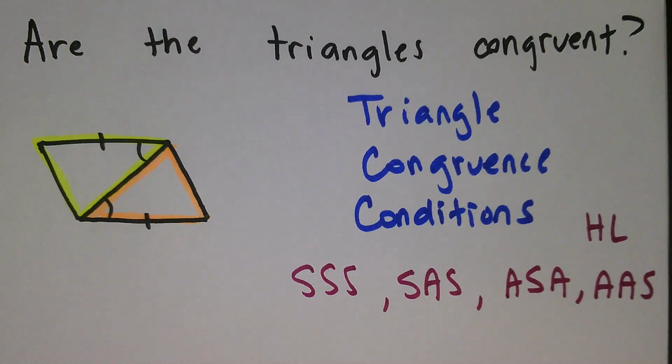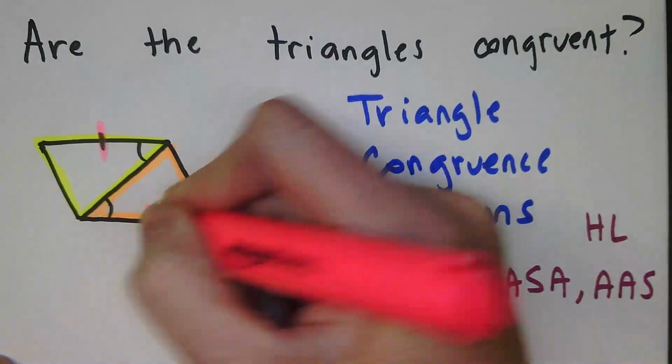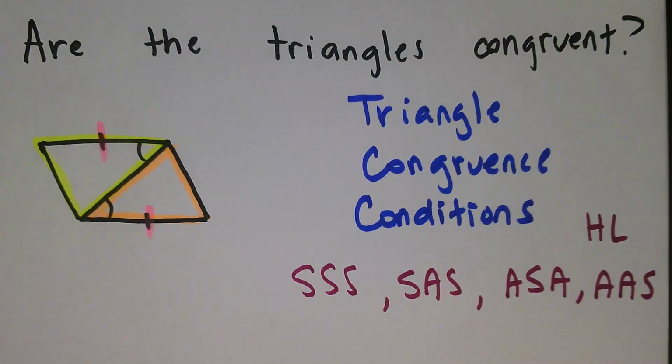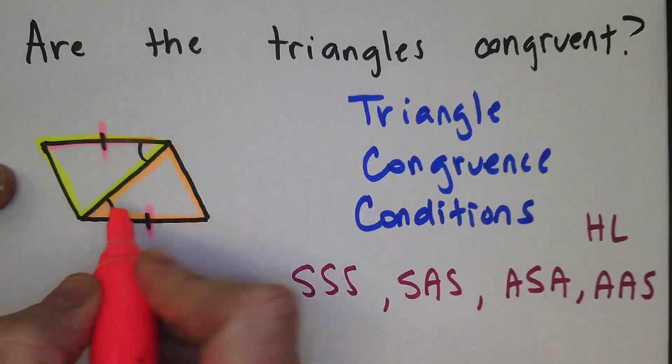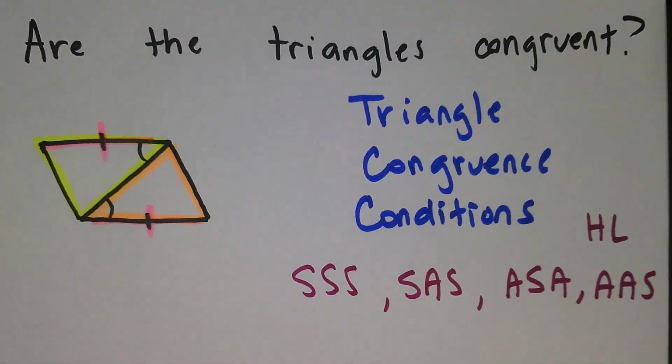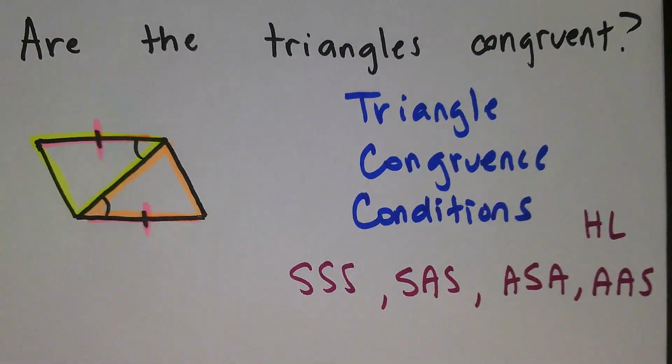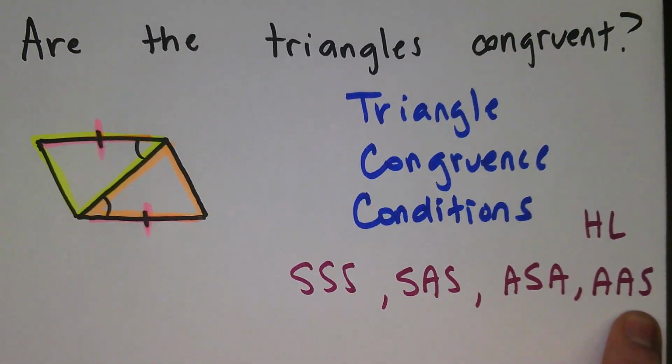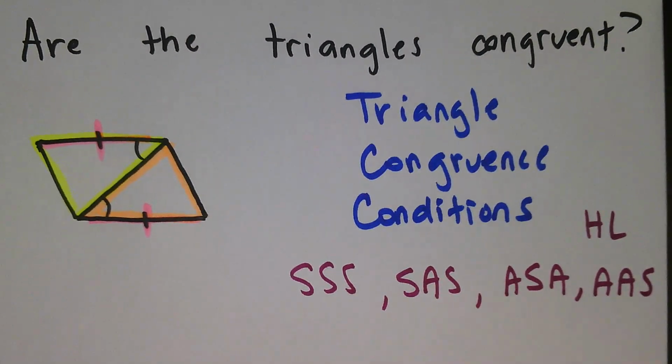So the very first one that jumps out at me, I'll do it in pink here, is this little hash mark, that little notation right there on that side. That is saying that this side and this side are congruent. That is a side, right? A notated pair of sides. So in my conditions, it looks like every single one of them has at least one S. So far, it could be any of these.